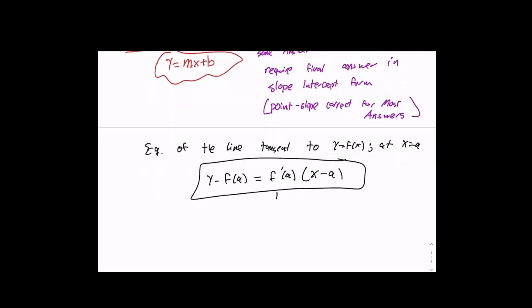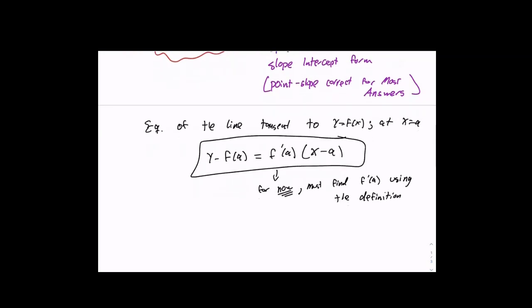Now, for now, you must find f prime of a using the definition. Don't worry, you're not going to have to use the definition of the derivative for the entire course. At some point next week, mid to late next week, we're going to be focusing on other ways to find f prime of a, what we refer to as analytically. Right now, you have to find it using limits, but we're going to show you tricks.